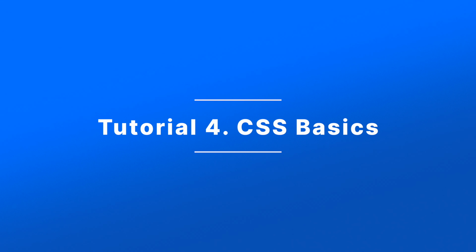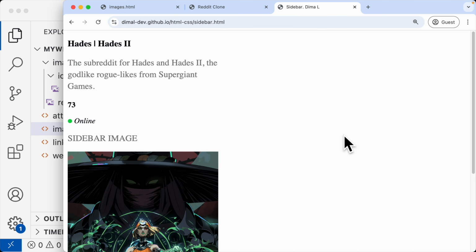From now on, we'll start learning CSS in addition to HTML. In this tutorial, we'll learn how to add CSS to our page and to use it to resize images. Then, in the next tutorial, we'll learn how to style text with CSS, and then we'll apply all this to create this sidebar from the Reddit clone project.